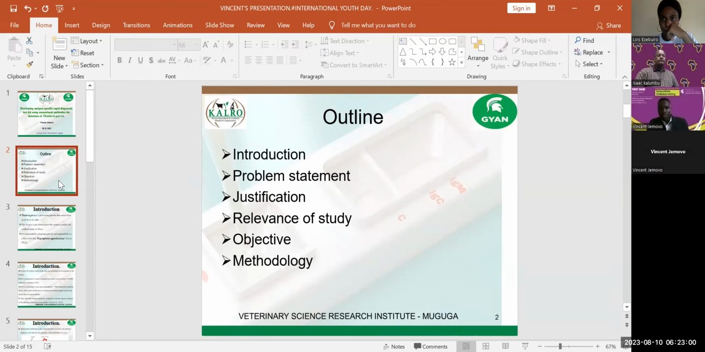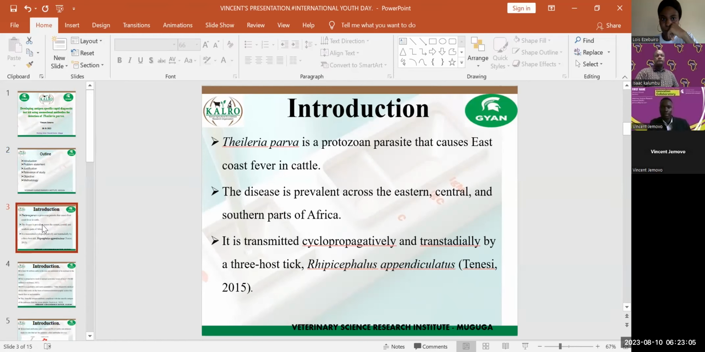This is the outline of my presentation. I'll just go directly to the introduction, the first part. Theileria parva is a protozoan parasite that causes East Coast fever in cattle. The disease is prevalent across eastern, central, and southern parts of Africa, especially in Kenya, South Africa, Uganda, Tanzania, and others in the named areas. This disease is transmitted transstadially by a three-host tick called Rhipicephalus appendiculatus.